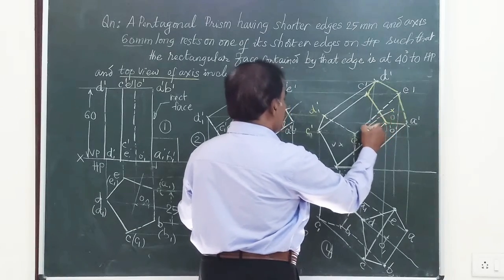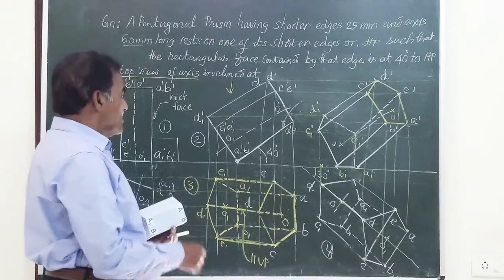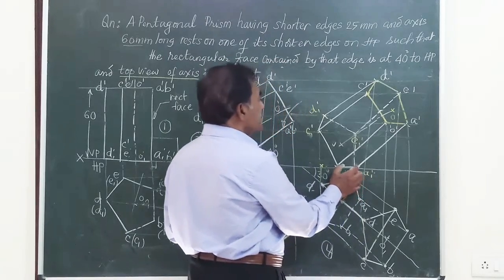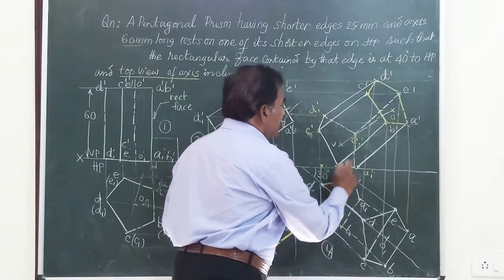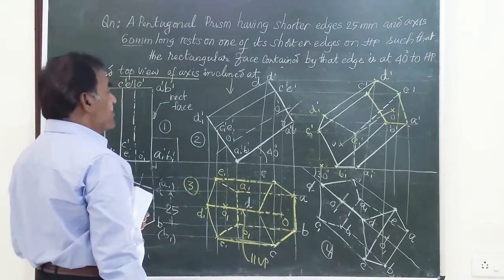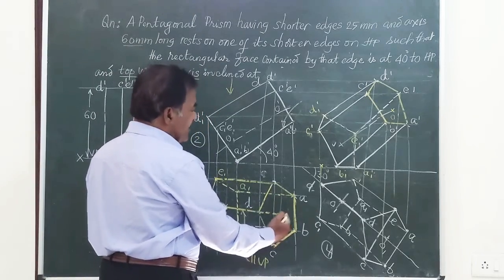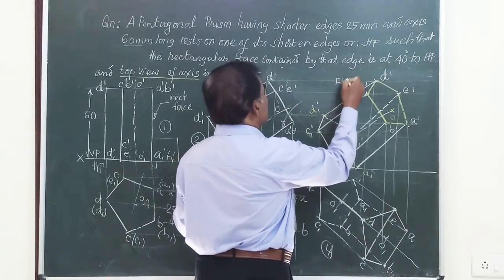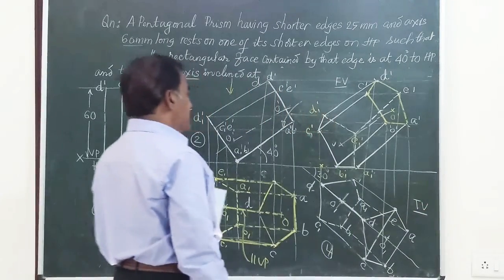We have the axis as dash dot dash, and here you can see, friends, as per the problem, the object is standing on one of the shorter edges of the base, and the rectangular face contained by that is this figure A1 dash, B1 dash, A dash, B dash. That is making an angle with HP, you can see, and you can also observe the top view of the axis, which was parallel here, is at an angle. So this will give you the complete front view of the solid, and this is the top view of the solid, and we mark it as TV.